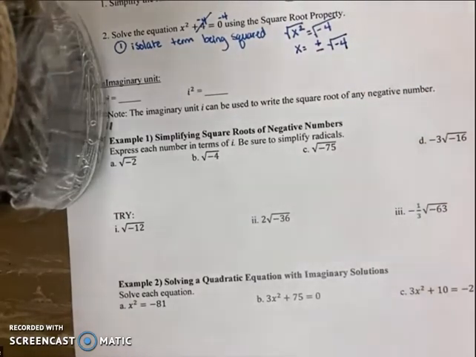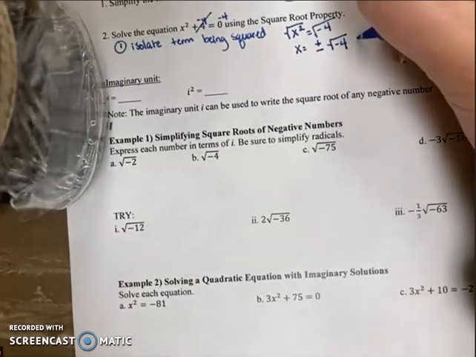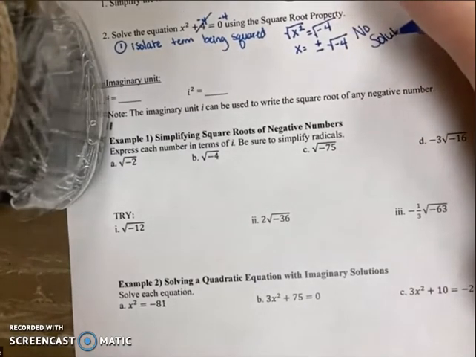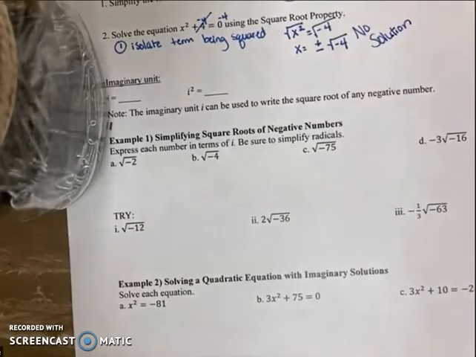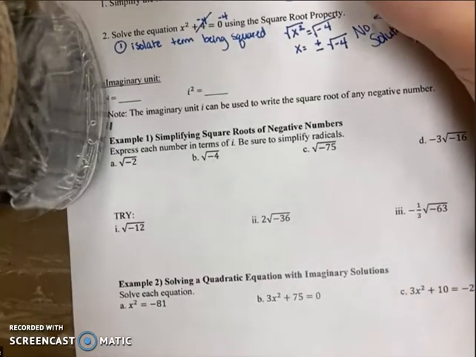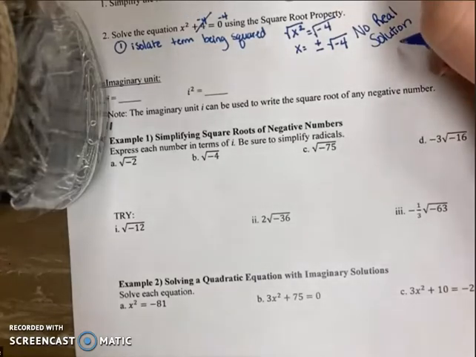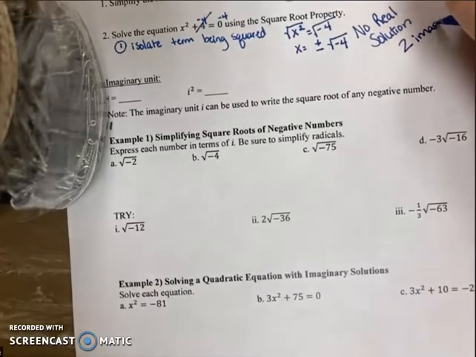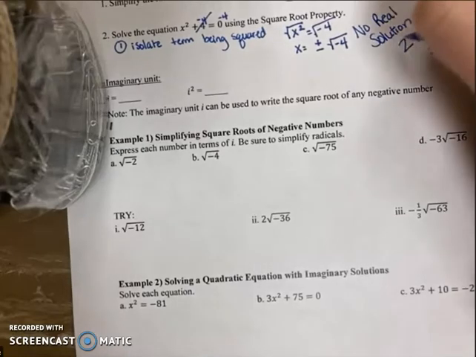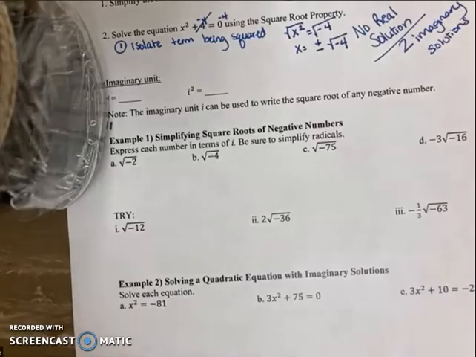Now, some of you may have seen this and thought, hey, there's no solution because you can't take the square root of a negative number. That's what you were taught in algebra. However, you are going to learn today that that just means there is no real solution, but there are 2 imaginary solutions. And that's what our focus is going to be on today, how to find the imaginary solutions.